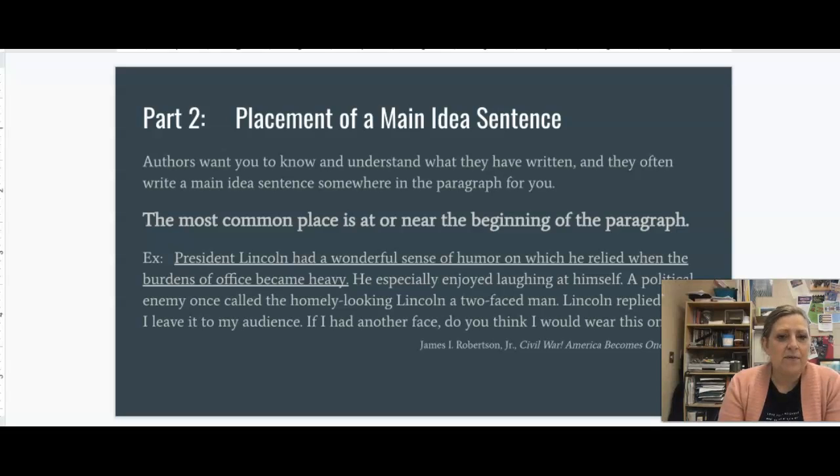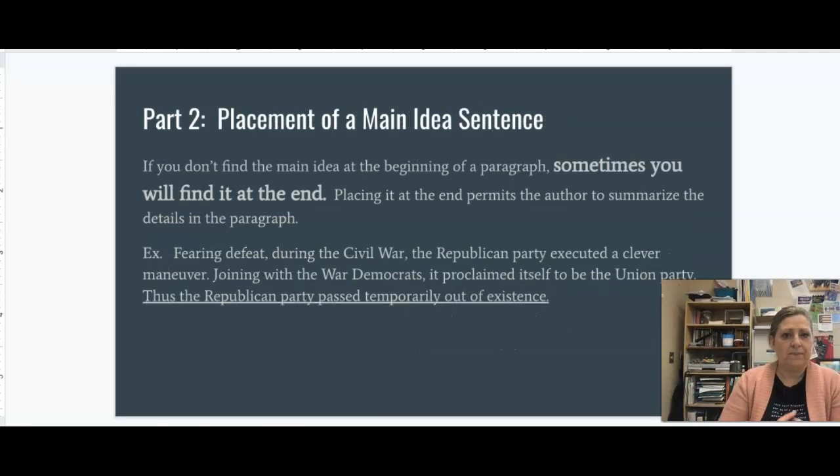An example is: President Lincoln had a wonderful sense of humor on which he relied when the burdens of office became heavy. He especially enjoyed laughing at himself. A political enemy once called the homely-looking Lincoln a two-faced man, and Lincoln replied, "Now I leave it to my audience. If I had another face, do you think I would wear this one?" So that very first sentence is definitely the main idea sentence. The rest of it is examples, and just fleshing that out a little more.